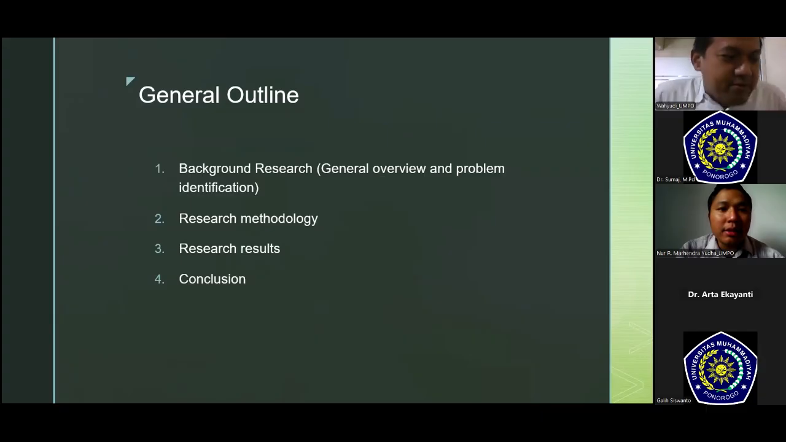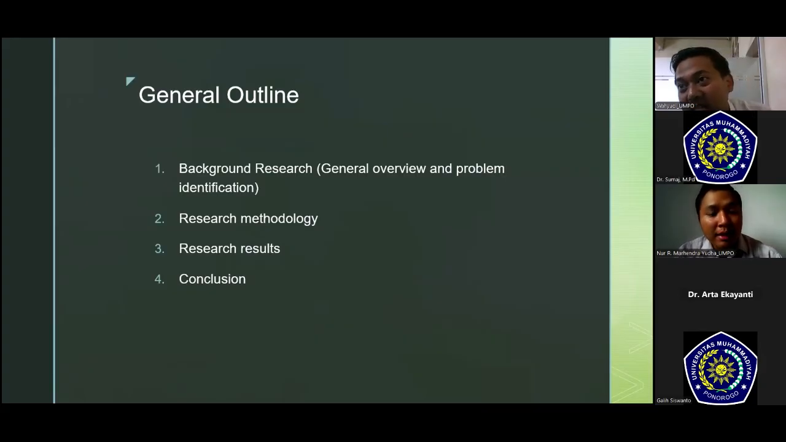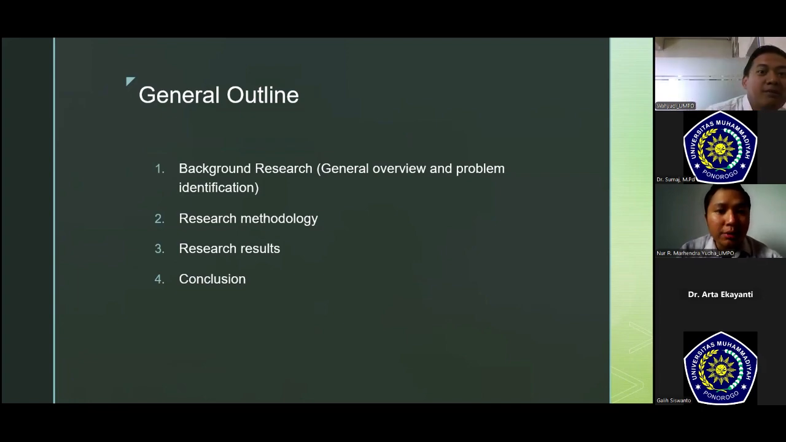So here is the general outline of this presentation. The first part of the presentation, we're going to talk about the background research, that includes the general overview and the problem identification of the research itself. The second part, we're going to talk about the research methodology. What is the method that is being used in this research? The third part, we're going to talk about the research results, what we found in the research itself. And lastly, we're going to conclude everything inside this presentation.